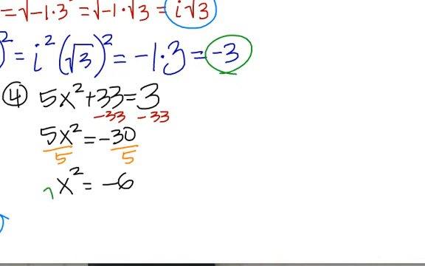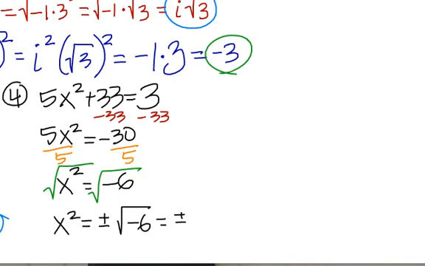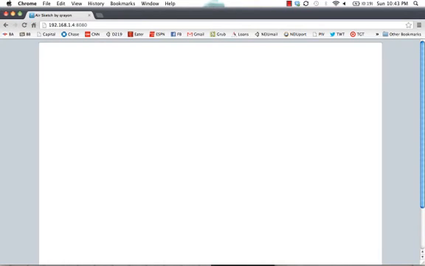To undo the square, we must take the square root. We're left with x equals plus or minus radical negative 6, which can be broken up into plus or minus square root of negative 1 times 6, which can be simplified into plus or minus i root 6. There's a number of examples that you can try here. I'm going to take a look at the next page, which introduces a new term and a new form.